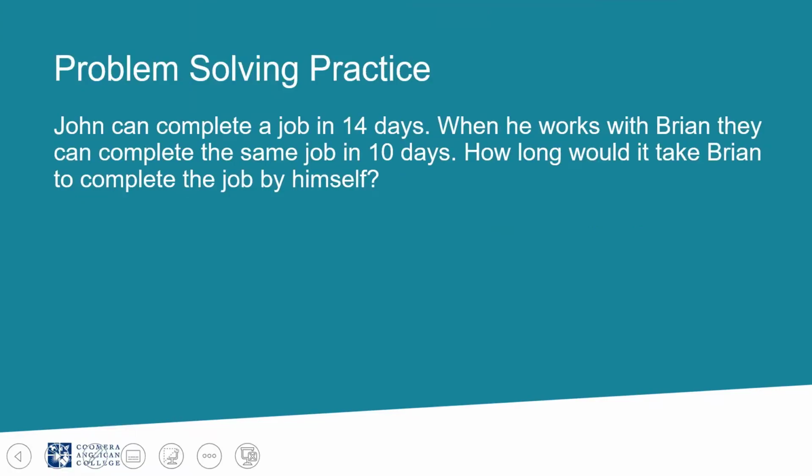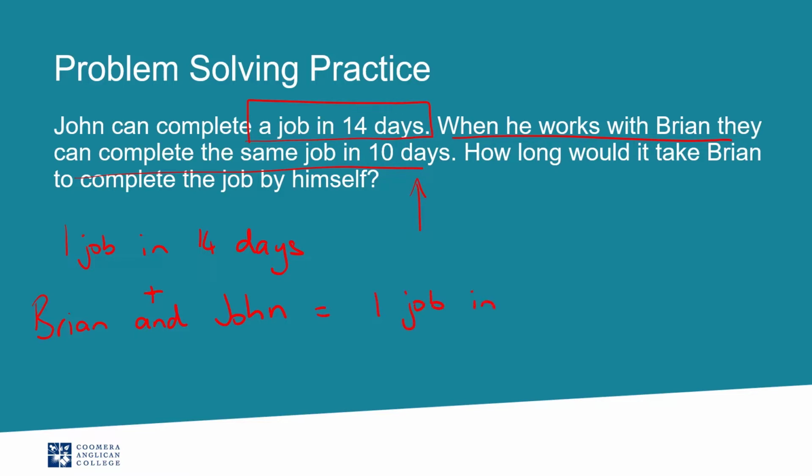Okay, this one, tricky problem. So John can complete a job in 14 days. So he can complete one job in 14 days, okay? But when he works with Brian, they can complete the job in 10 days. So let's say that Brian plus John can do one job in 10 days.